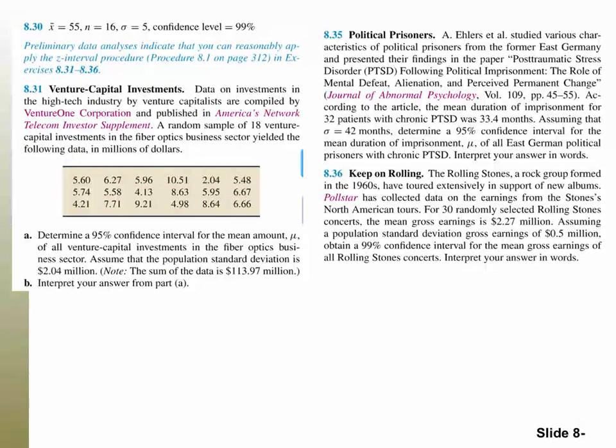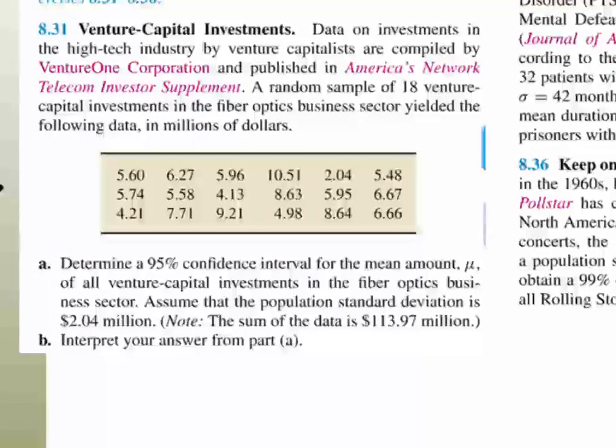So let's start off. You guys try another example. Let's do this one. So this is a sample of 18 capital investments in a certain business sector that yielded the following data, all in millions of dollars. And so here, this is our sample of 18 investments and their yields. We want a 95% confidence interval for the mean amount. And the population standard deviation is 2.04. And you're going to need this: the sum of the data, if you added all those up, you get 113.97 million. And we're going to build the 95% confidence interval.